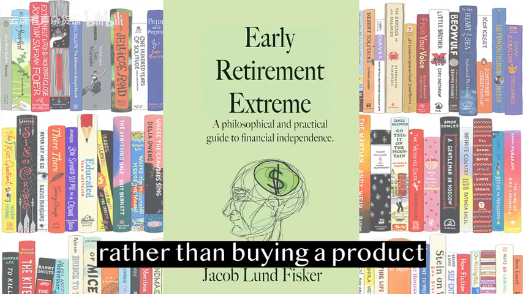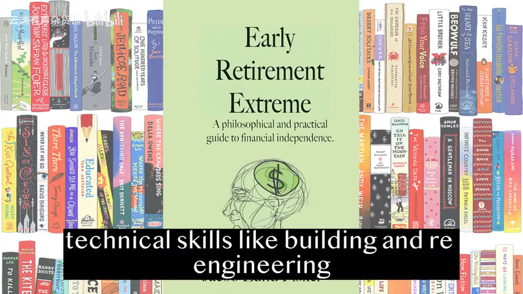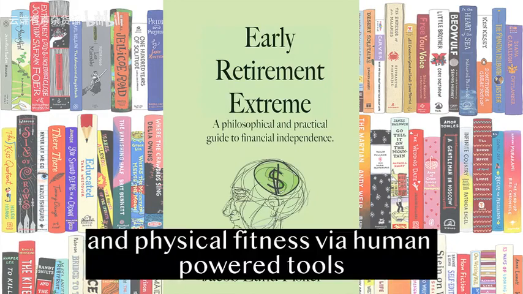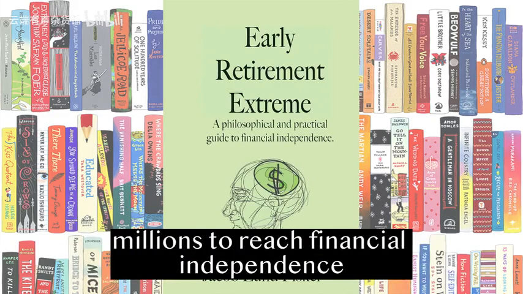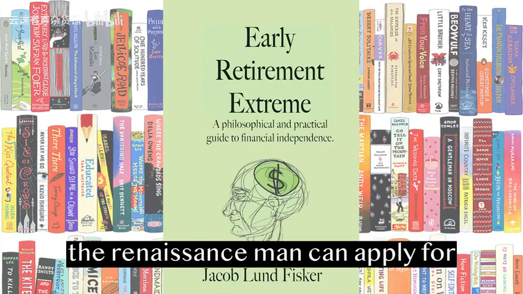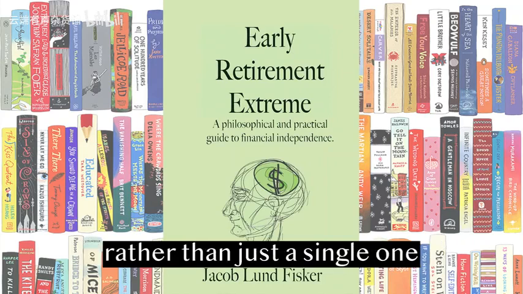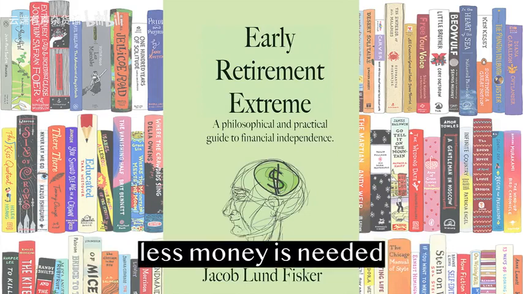Rather than buying a product, he puts solutions together, using social skills, like borrowing and bartering, technical skills, like building and re-engineering, artistic skills, like designing and creating, and physical fitness via human-powered tools. Buying less means that he doesn't require millions to reach financial independence. For the money he needs, jobs are much easier to find. The Renaissance man can apply for different jobs in different fields rather than just a single one. Although they don't pay as well as a highly specialized career job, less money is needed.